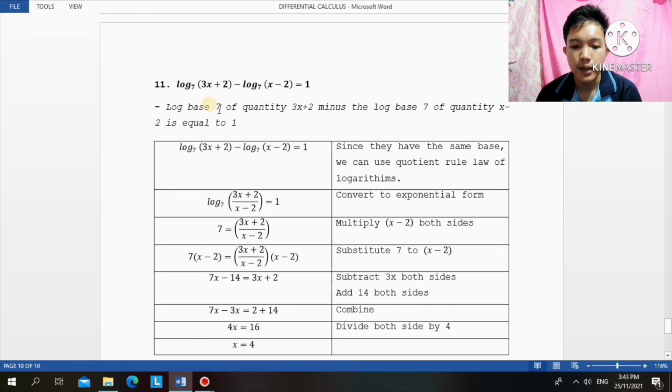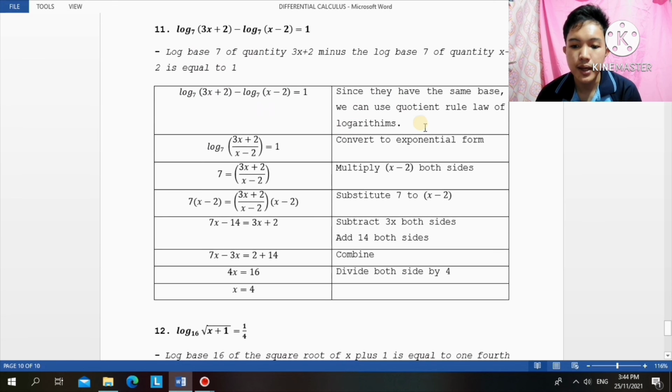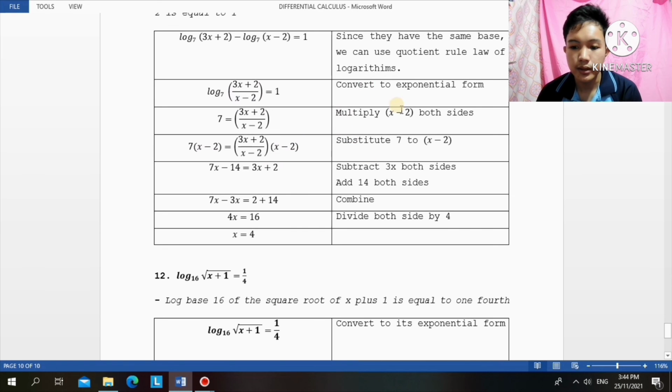Number 11. So log base 7 of quantity 3x plus 2 minus the log base 7 of quantity x minus 2 is equal to 1. Since they have the same base, we can use the quotient rule law of logarithms. So log base 7 of 3x plus 2 over x minus 2 is equal to 1. We can now convert to its exponential form. So 7 raised to 1 is equal to 3x plus 2 over x minus 2.